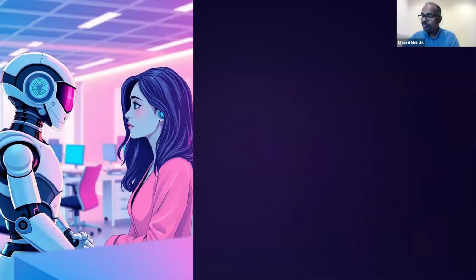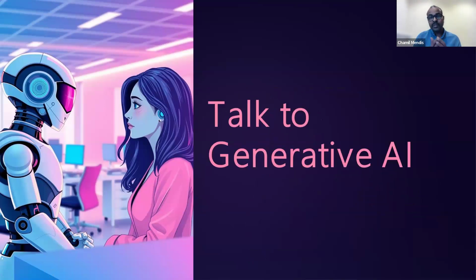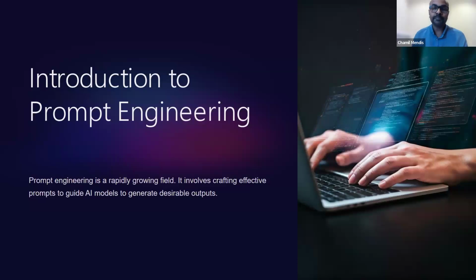All right. So now we know what generative AI is, and that it is a tool. So how do we talk to this generative AI tool? Because we need to tell the tool what we want, right? Only then will the tool be able to give us the output. Talking to generative AI is called prompt engineering.